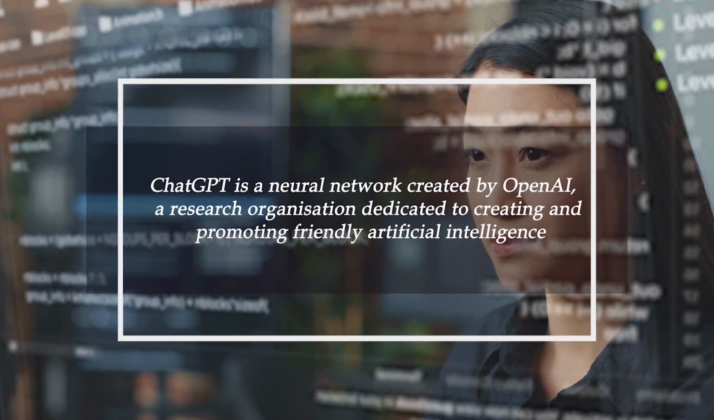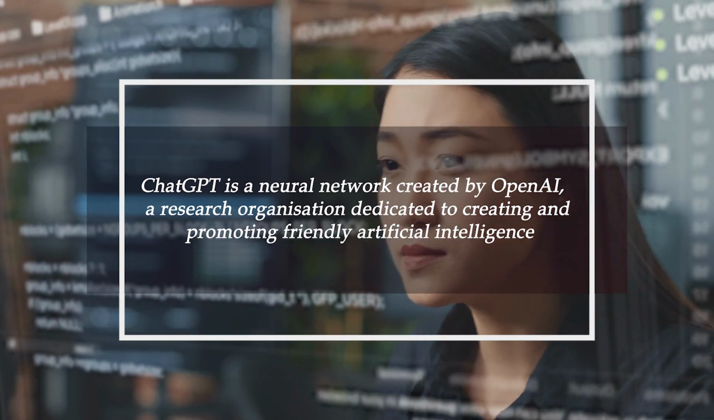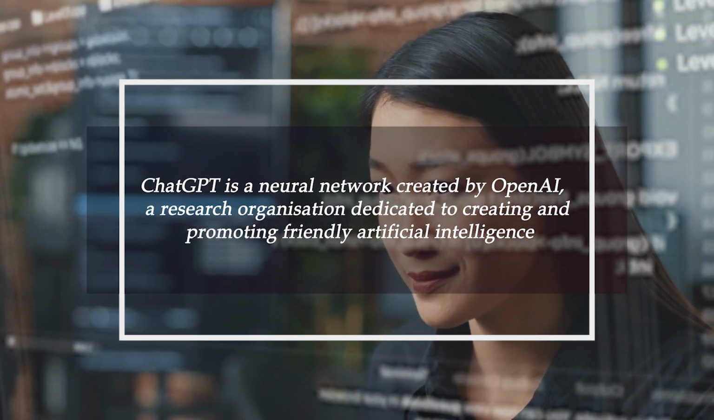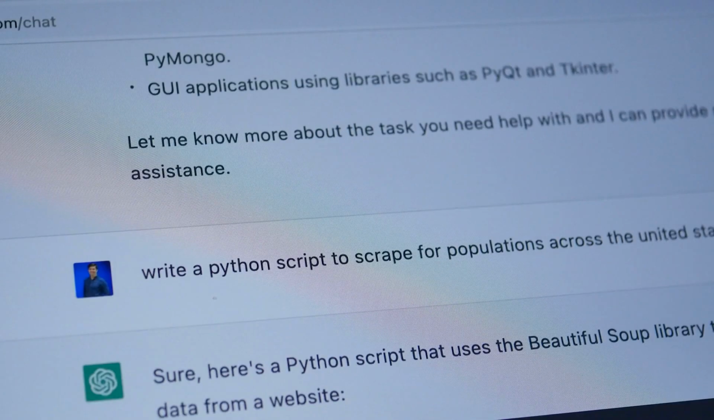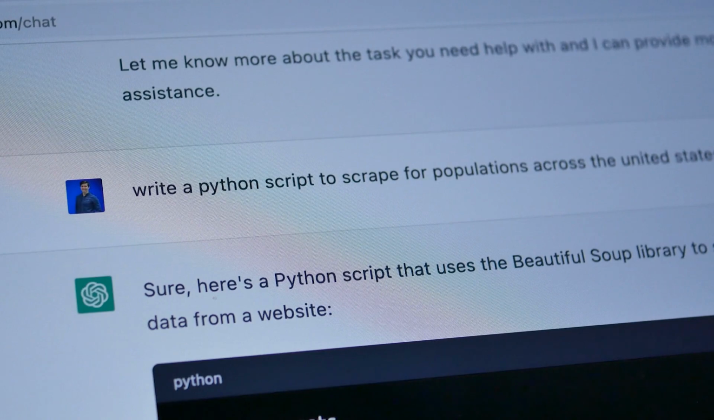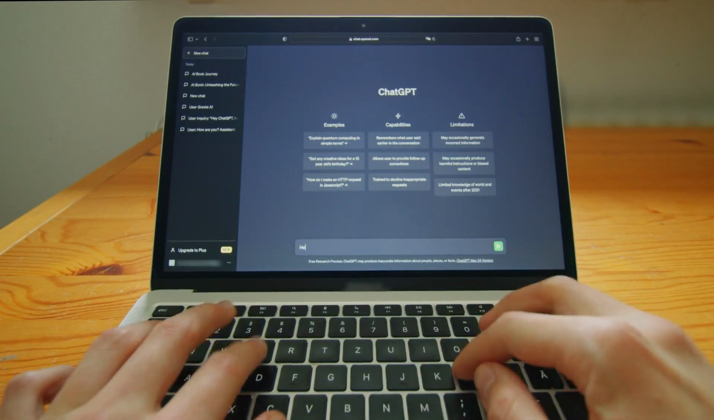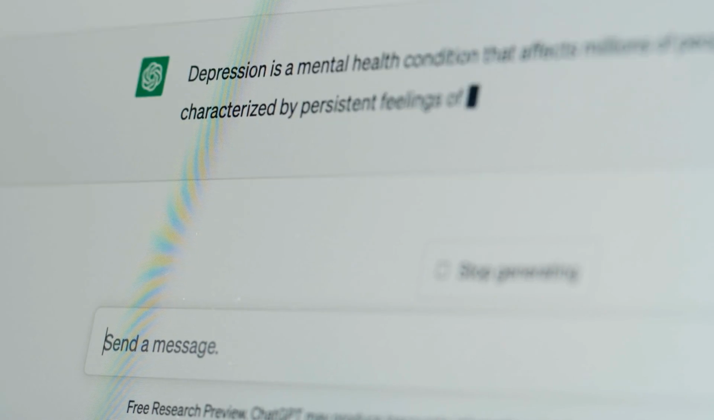ChatGPT is a neural network operated by OpenAI, a research organization dedicated to creating and promoting friendly artificial intelligence. GPT-3 can generate coherent and diverse text on almost any topic, given a few words or sentences as input. But what if we want to generate images instead of text? Well, that's where ChatGPT comes in.